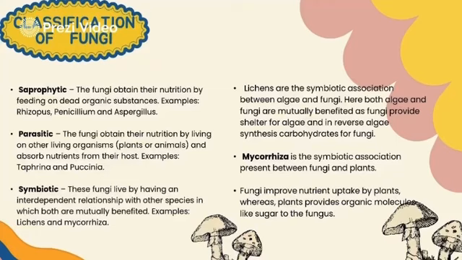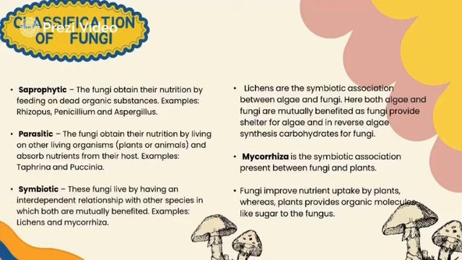Parasitic. The fungi obtain their nutrition by living on other living organisms, plants or animals, and absorb nutrition from their host. Examples: Taphrina and Puccinia. Symbiotic. These fungi live by having an interdependent relationship with other species in which both are mutually benefited. Examples: lichens and mycorrhiza.